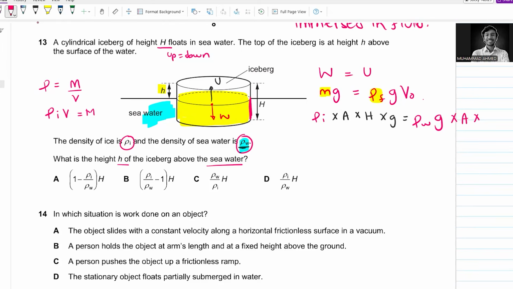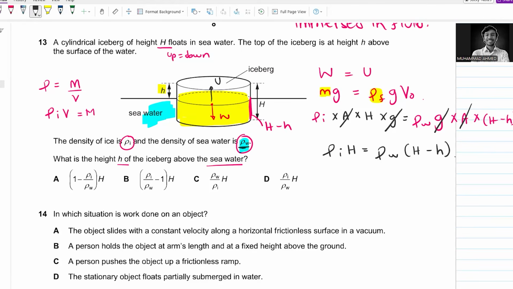ये हाइट कैसे निकालोगे बेटा? कैपिटल H माइनस स्मॉल h. कोई चीज कैंसिल हो रही है बेटा? g और g कैंसिल आउट. एरिया, एरिया कैंसिल आउट. What is remaining? Density of ice into capital H is equal to what? Density of water, capital H minus small h.